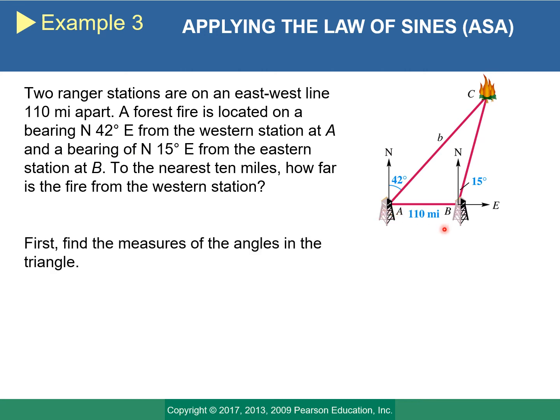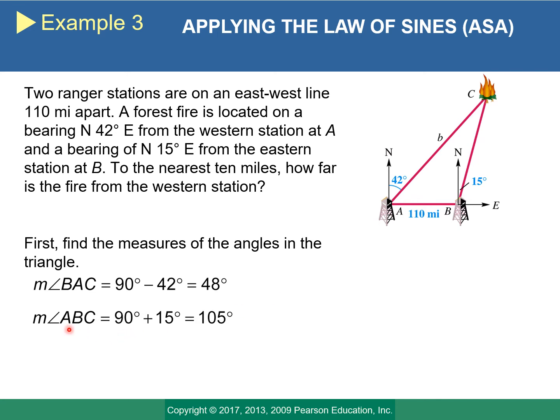First, find the measures of the angles in the triangle. Inside the triangle is angle A, and inside the triangle is angle B. Now the measure of angle BAC, which is technically angle A, is 90 degrees minus 42. Notice you have a 90-degree angle between north and east, and then you take away the 42 because angle A is what's left over in between. So we know angle A is 48 degrees. This leftover between 42 and getting all the way down to 90 is 48 degrees.